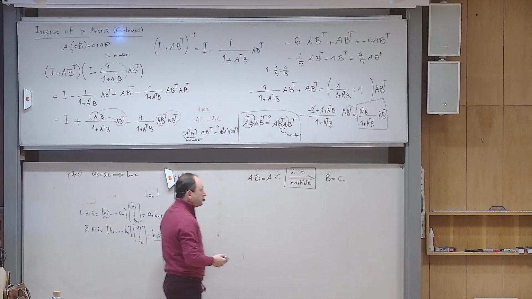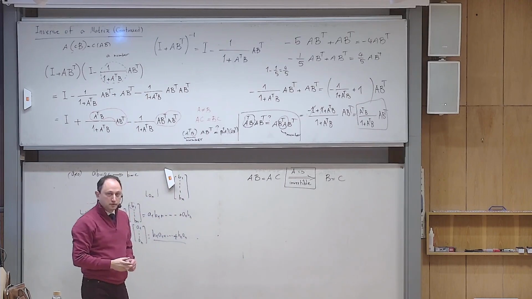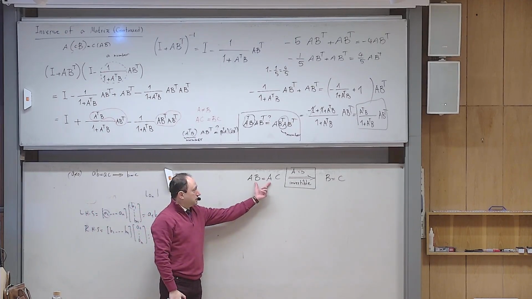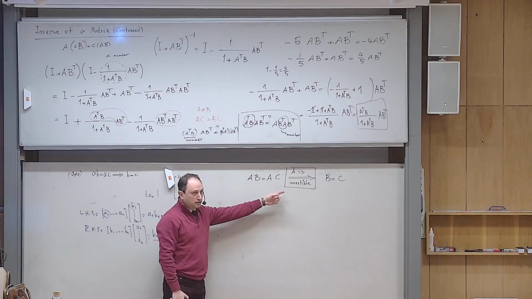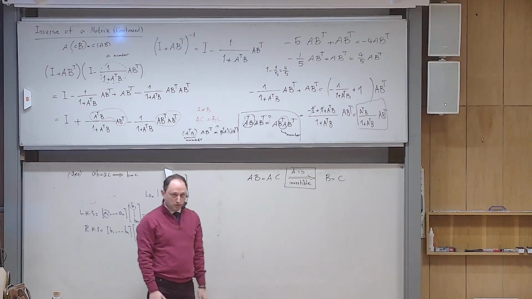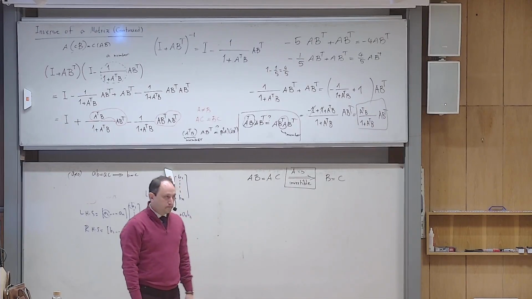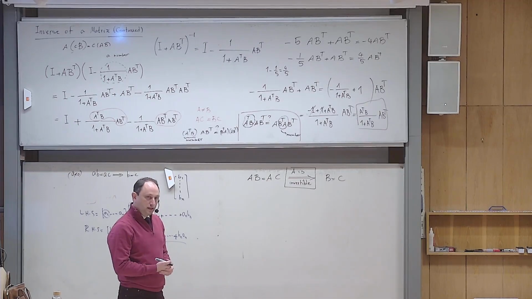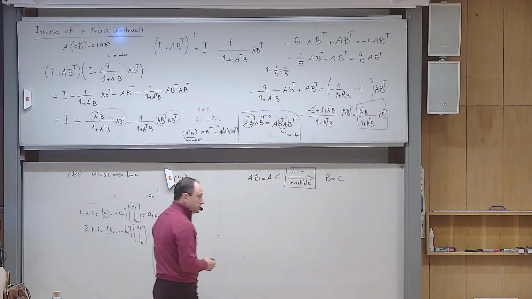Okay, but the proof is extremely simple. How should I prove it? I give you this assumption that AB is equal to AC. I also give you the assumption that A is invertible, and then I ask you, why do you think B has to be equal to C? Yes? If you multiply A inverse from the left. Yes, am I allowed to use the notation A inverse here? Yes, because the existence of A inverse is guaranteed.